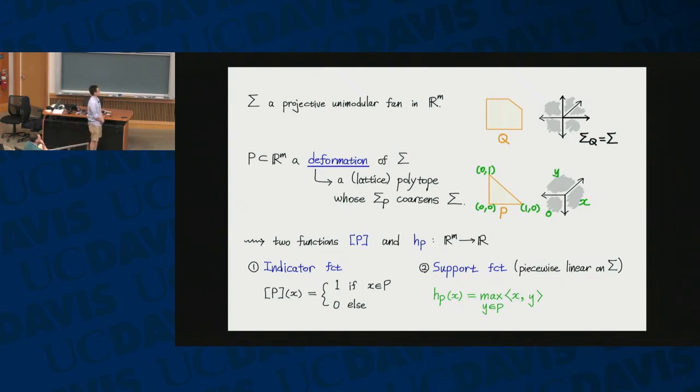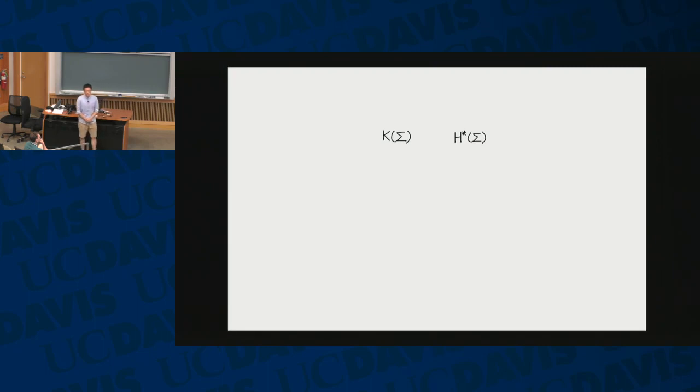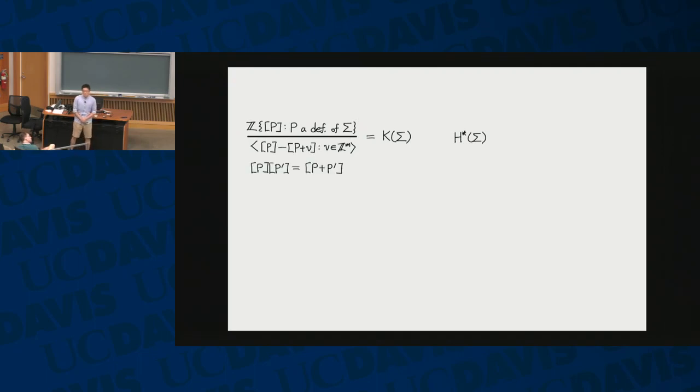Now the two rings, very famously and well studied, especially in the toric geometry context, but I'll say it purely combinatorially, are K and H. So what's this K ring? It's generated by the indicator functions of the deformations, modulo the relation that if I translate a deformation by some lattice amount, I want to consider those classes to be the same. And the multiplication is a little bit tricky. Its multiplication in this ring is given by the Minkowski sum of the two polytopes.